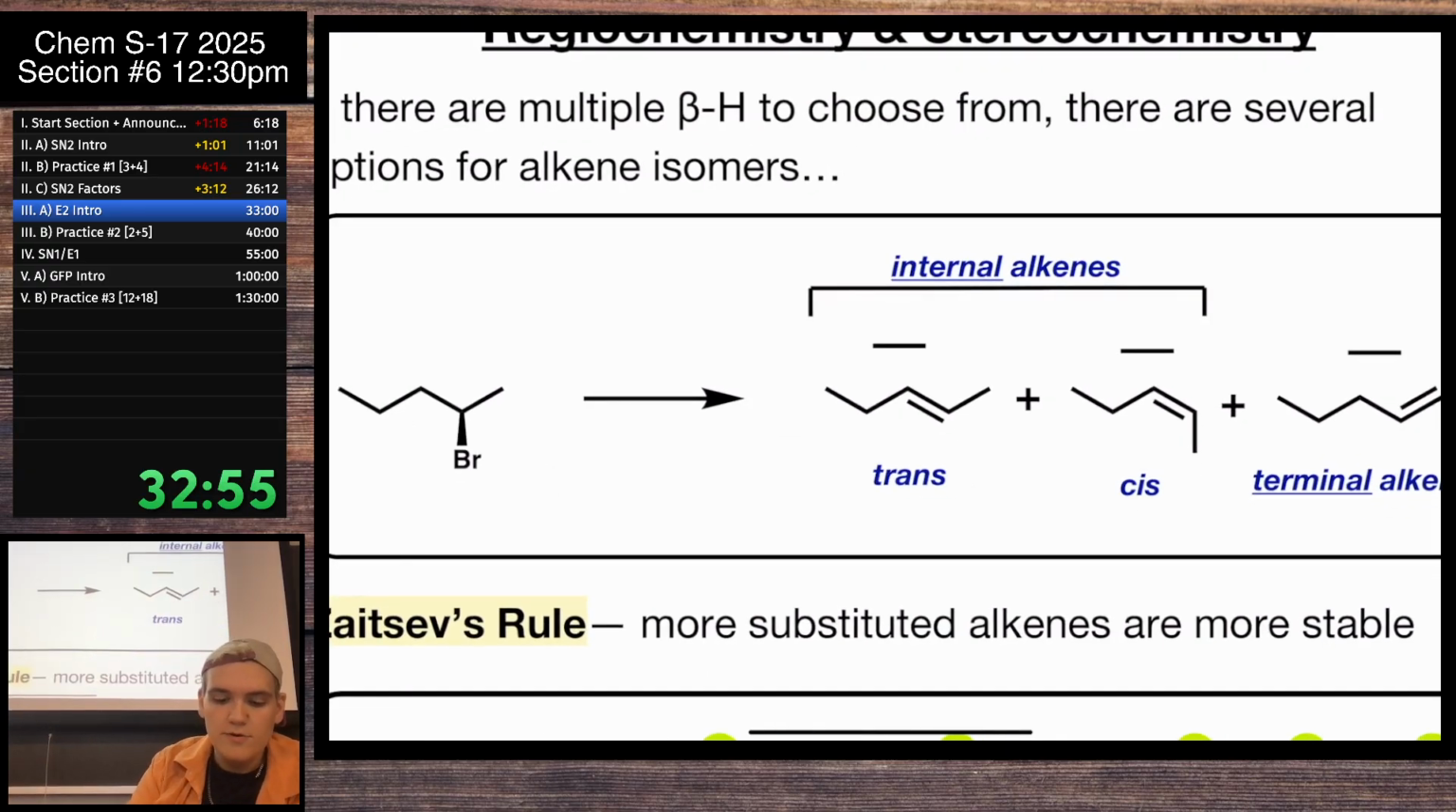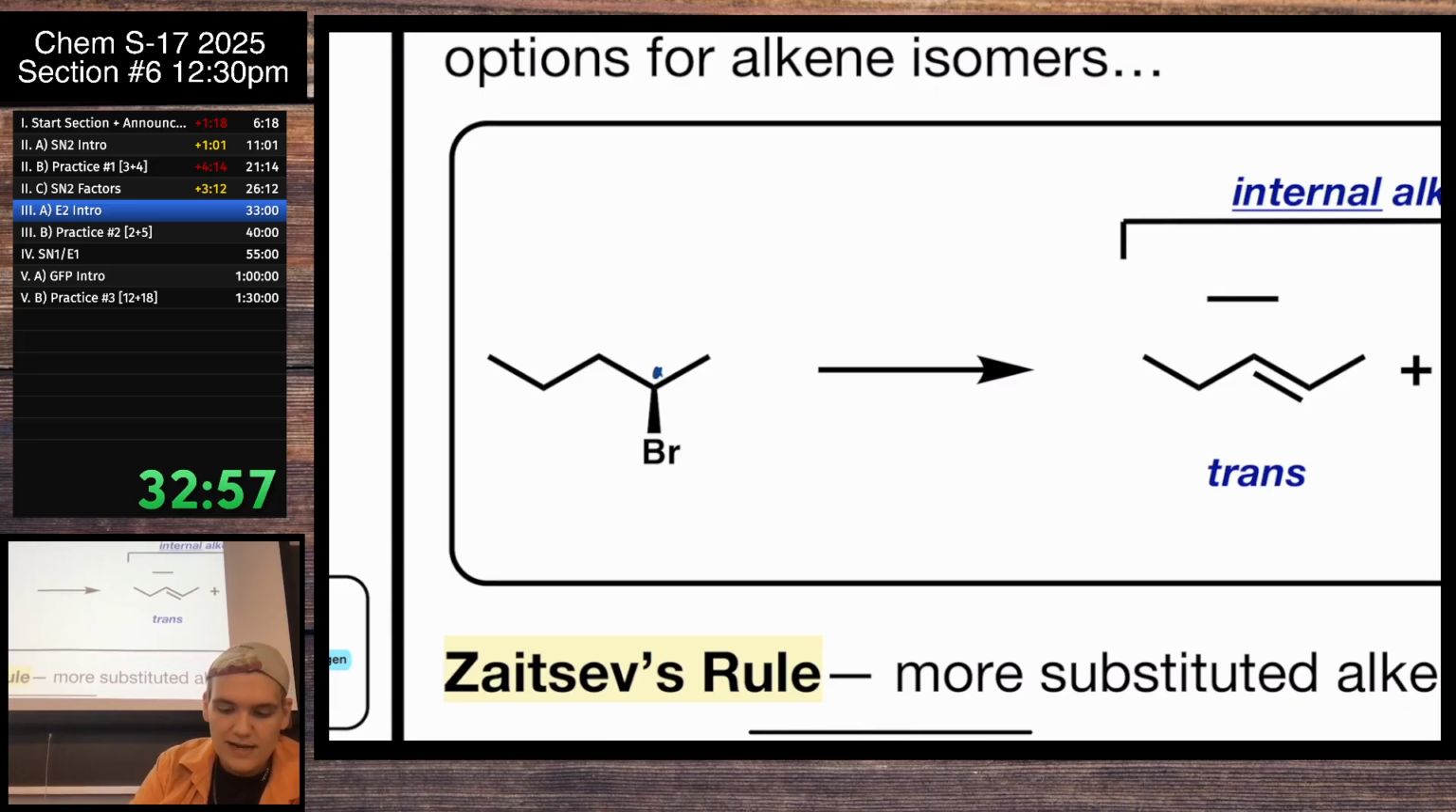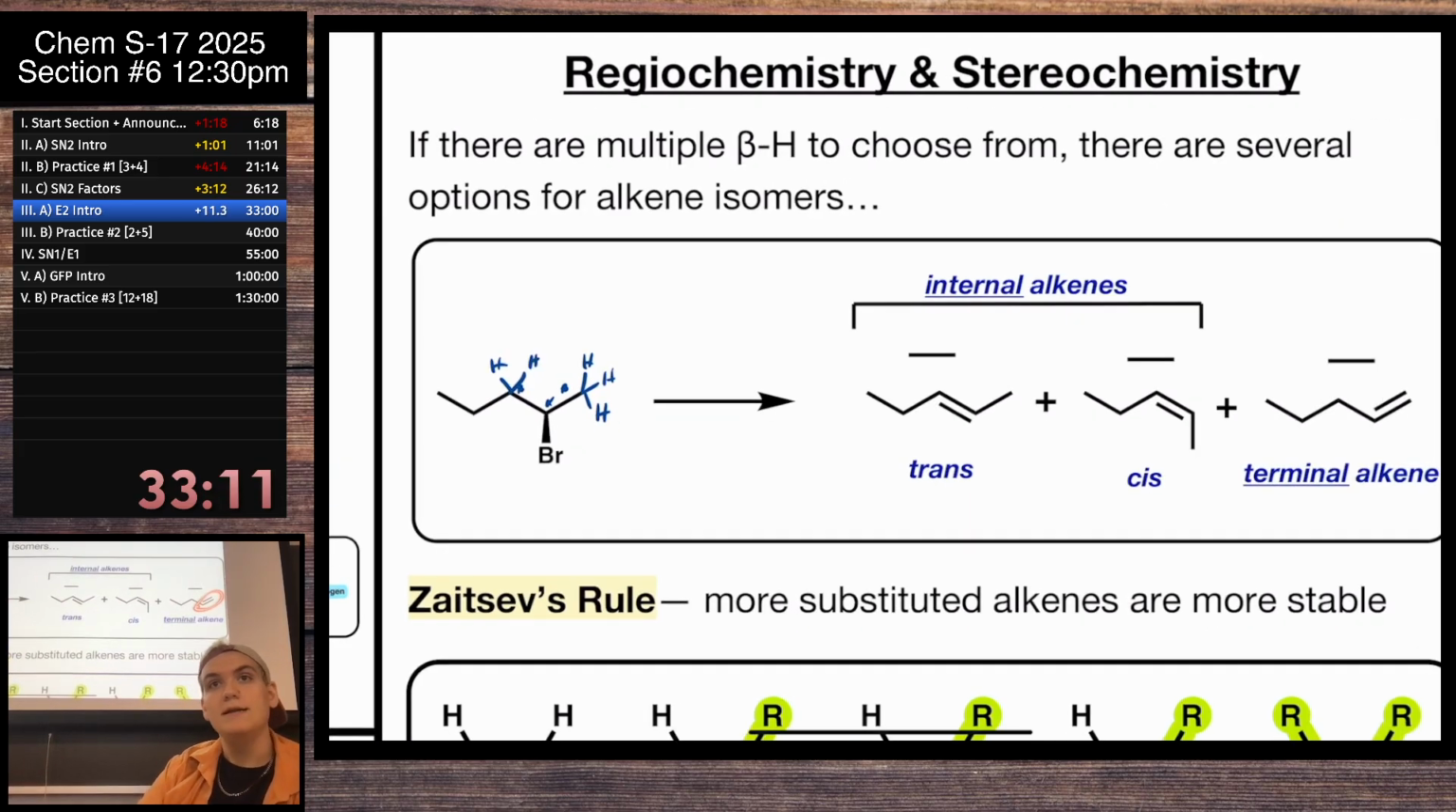If we look at this molecule, we have our alpha position, we have 2 beta positions. Over here, we have 2 beta hydrogens, and on the right, we have 3 beta hydrogens. So if I knew nothing else, I'd be like, probability. There are 3 on the right, so I would expect more of the alkene formed on the right.